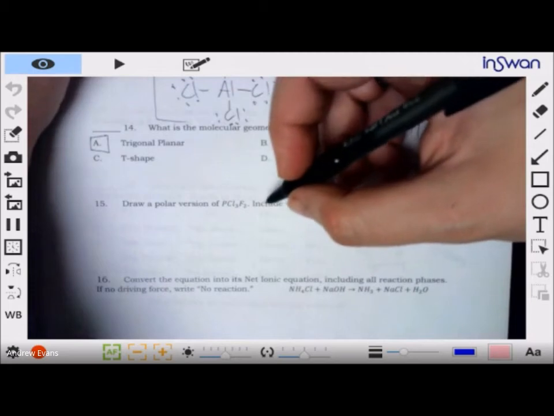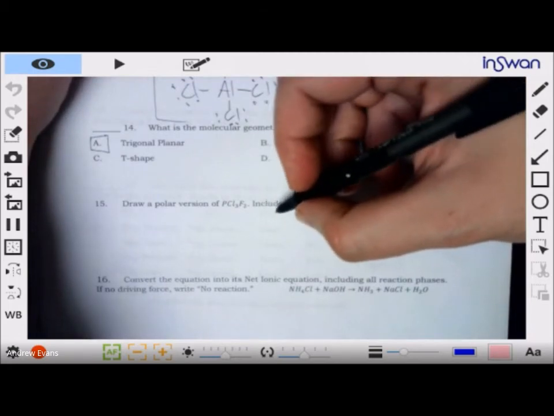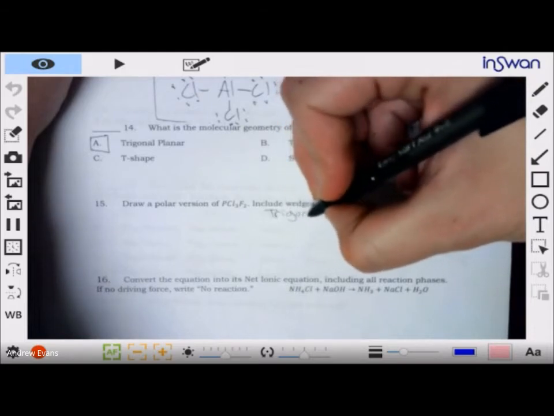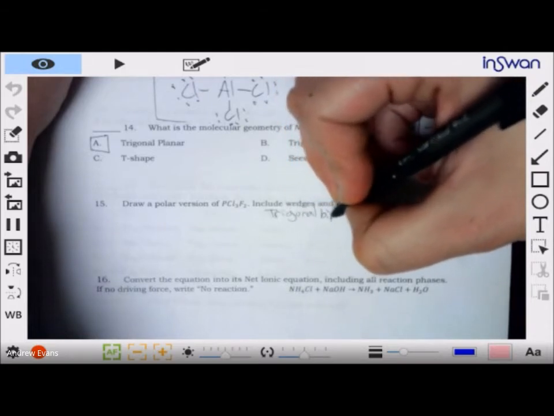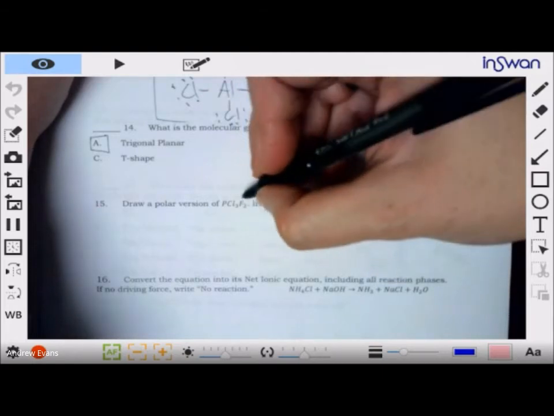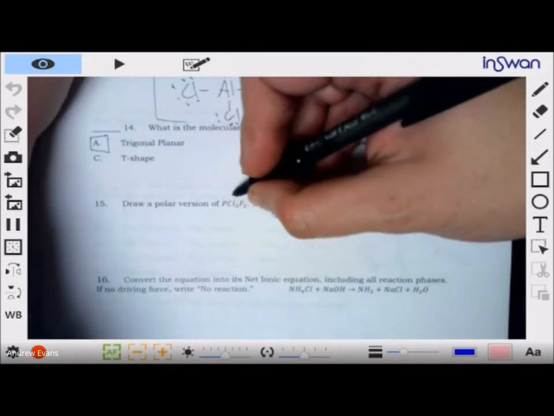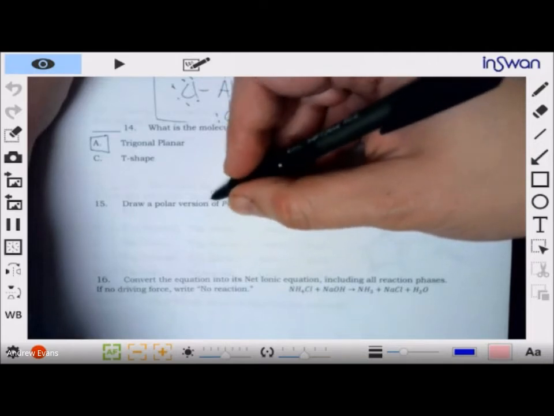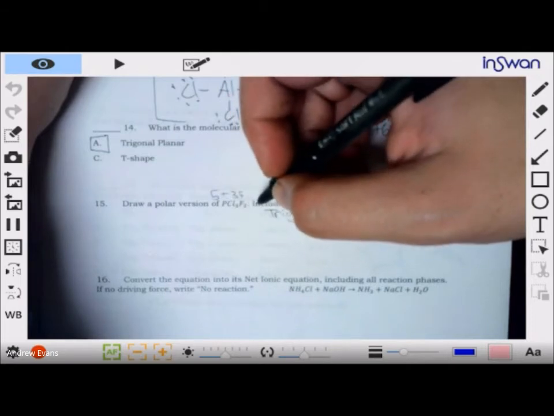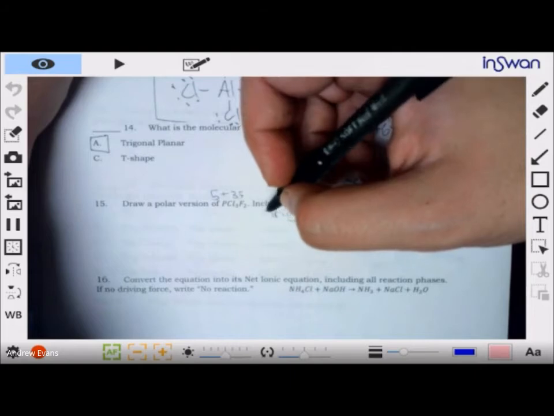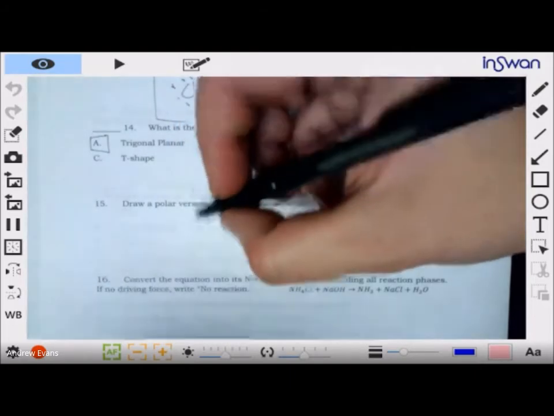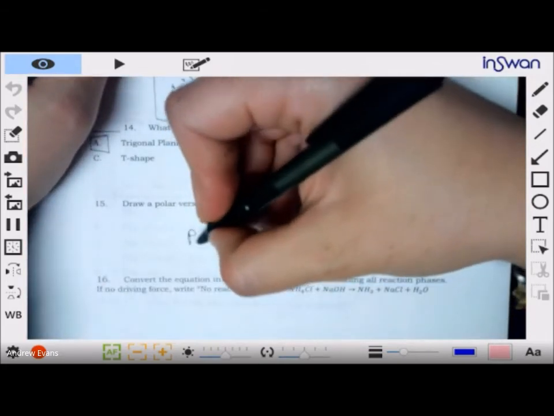Draw a polar version of PCl3F2. Basically, this guy should be trigonal bipyramidal, but you can check. Middle. We should have 7 times 5, so 35 plus another 5, 40 electrons. That's enough for 5 bonds, which would be 10, and then 6 times 5 would be the remaining 30 electrons. So trigonal bipyramidal has this shape.